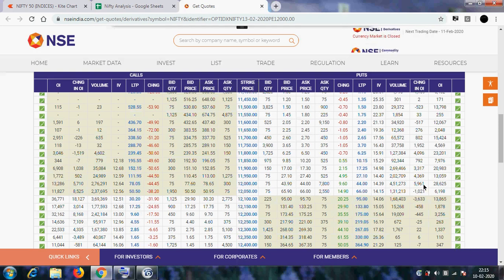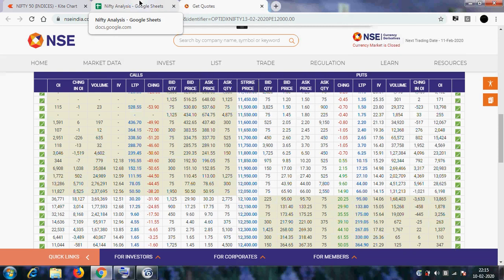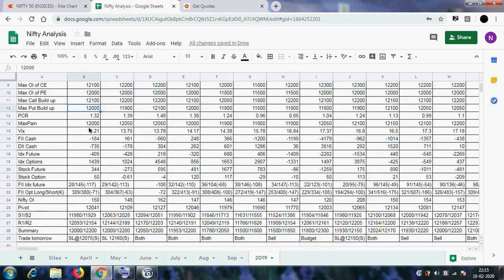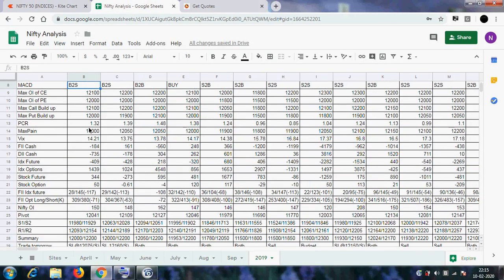Similarly, on the put side, the highest change in OI, 59,000, is at the same strike, that is 12,000. So the 12,000 put has both the highest OI and also the change in OI. So 12,000 to 12,100 is a kind of small range in the market. I have taken the data. Now we'll look at it to have a holistic view.